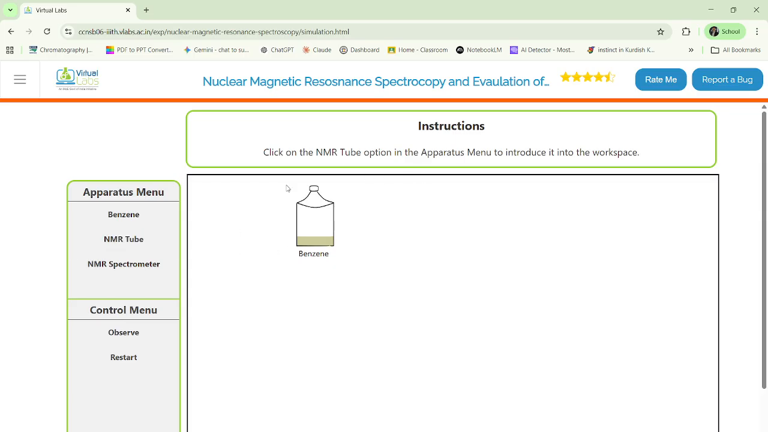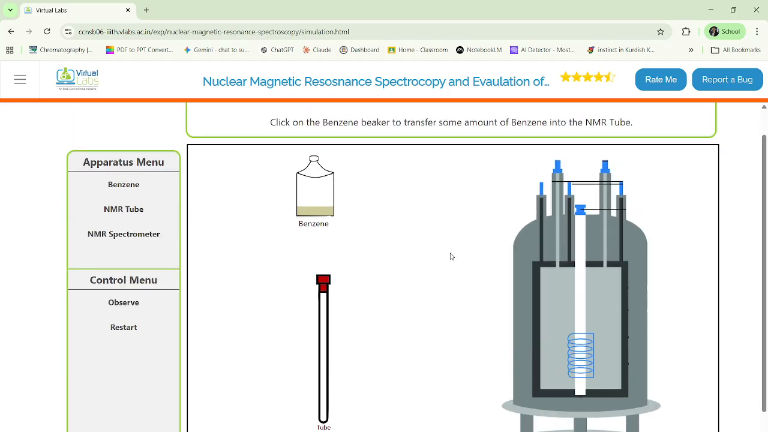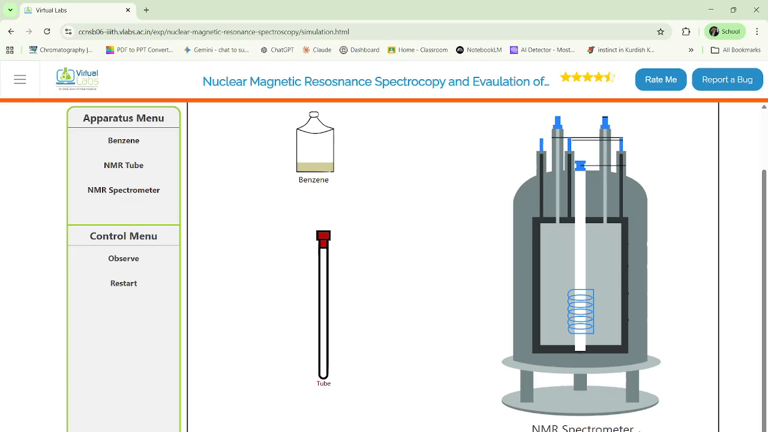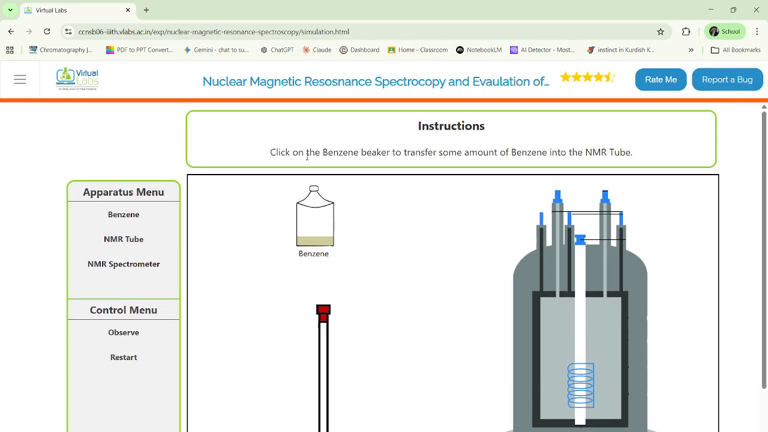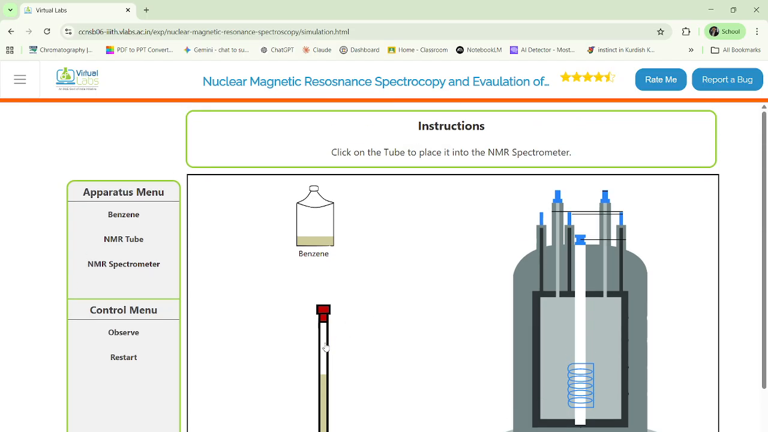Benzene, no derivative, just benzene. Let's take an NMR tube. This tube is actually called an NMR tube. What we do is put a sample in it and put it in a spectrometer. Not a spectrophotometer, a spectrometer. So this is an NMR spectrometer. This is the magnet, the full magnet, which gives us the external magnetic field. Now we're going to read this. Click on beaker. I'm clicking on it. So I get about 5 or 10 milliliters, and I'll add it into the tube. Okay, so I've got it in the tube.